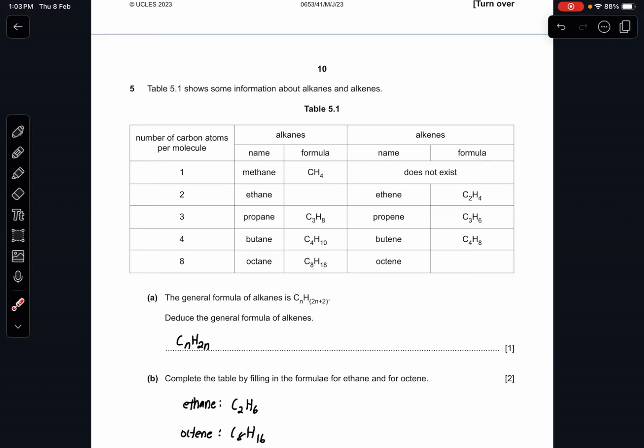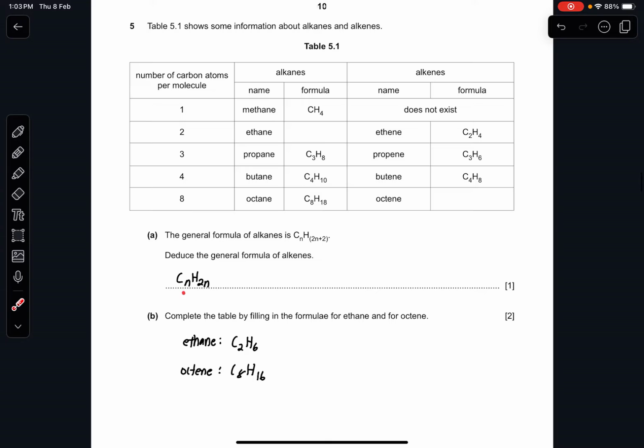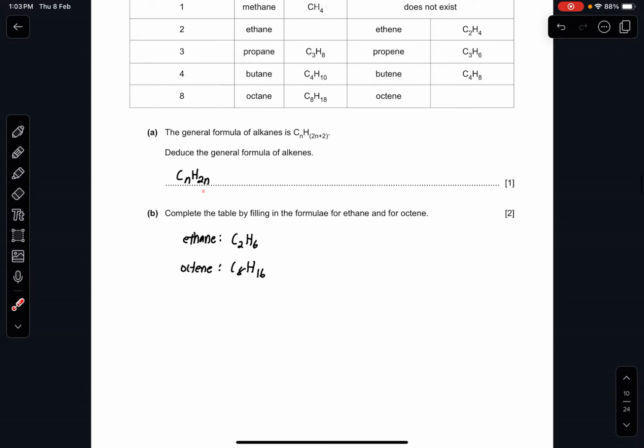So let's see how ethene is formed. We know that it's C2H4, meaning this is carbon number 2. So to get 4, it's definitely 2 times n, because the third one is 2 times 3, which gives you 6. Then 2 times 4, you get 8. So therefore, the formula for alkenes is CnH2n. Alright.